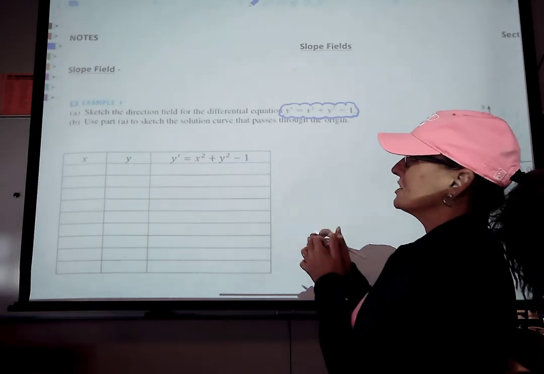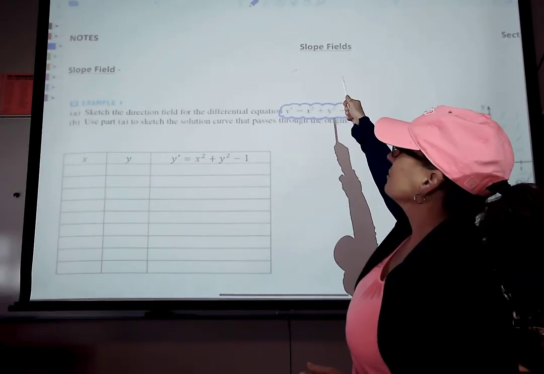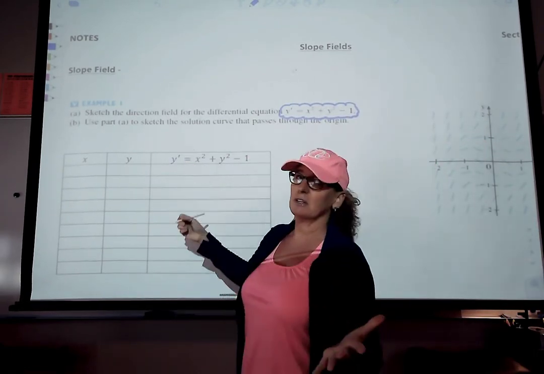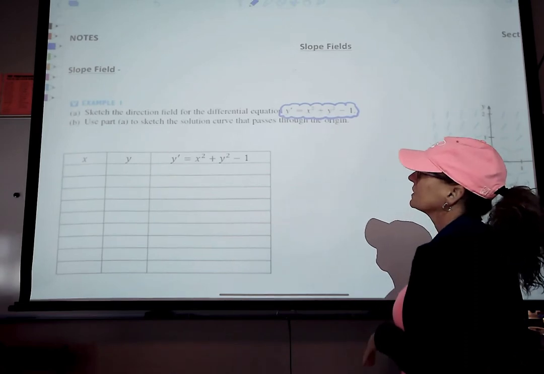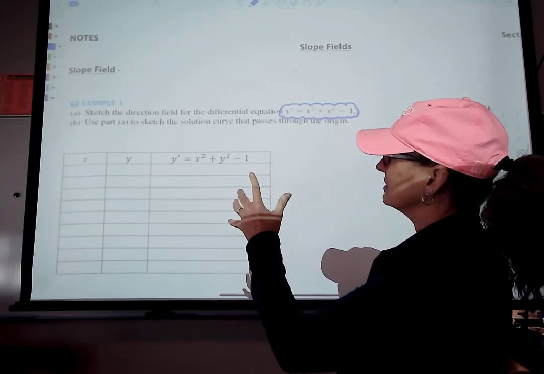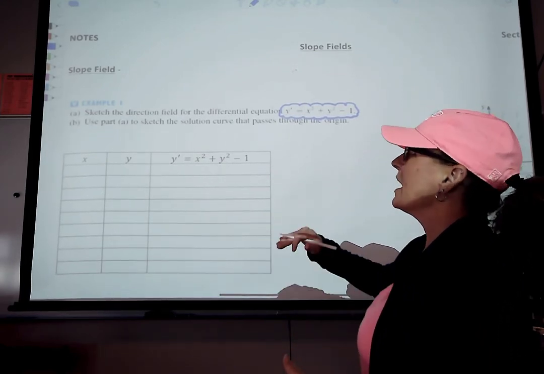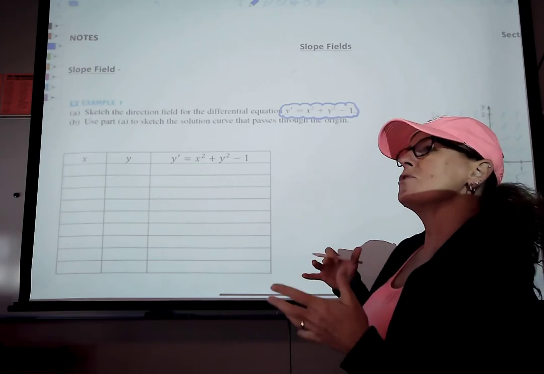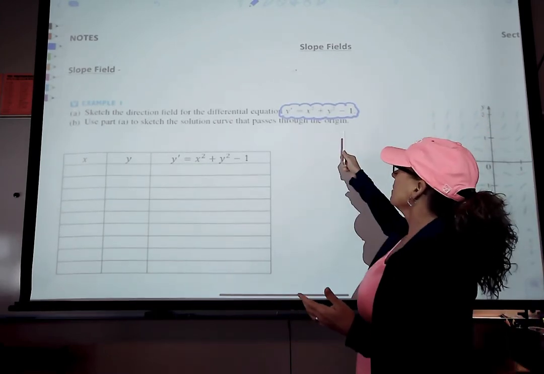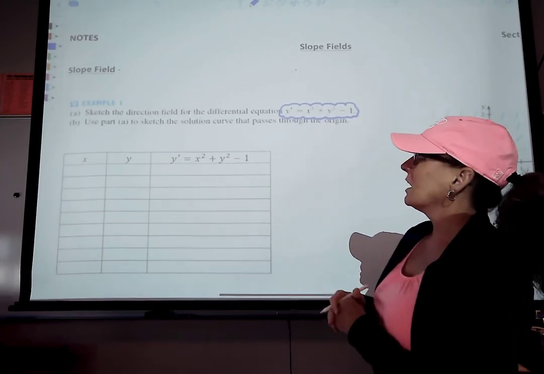We're going to sketch what's called a direction field. It's also called a slope field. So notice the title of the section is slope fields. It says sketch the direction field, same thing. So part A says sketch the direction field. Part B says now draw a solution curve. What do you think y is going to look like if it passes through the origin? Okay, so let's just focus on part A.